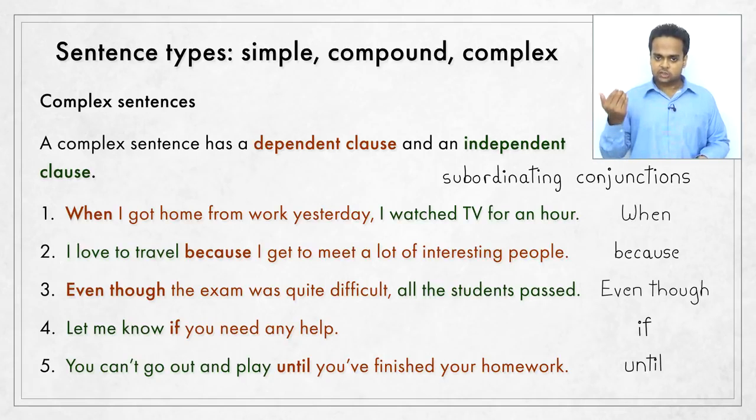If the dependent clause comes first, we put a comma after it, and then we write the independent clause. But in 2, 4, and 5, an independent clause comes first. If that's the case, we don't put a comma after it.